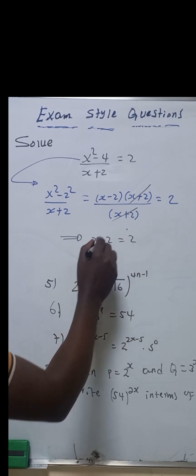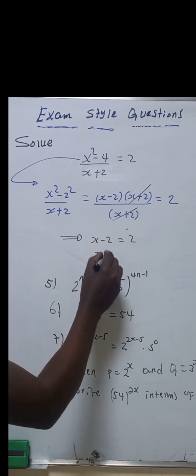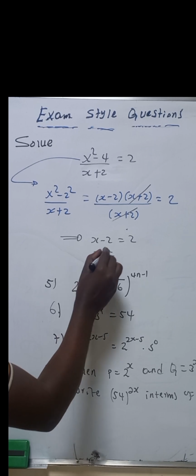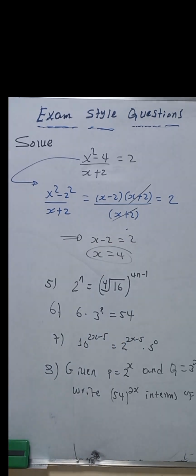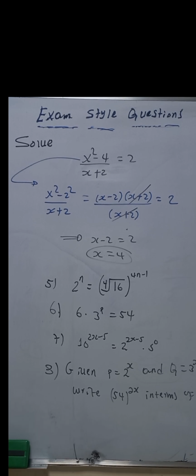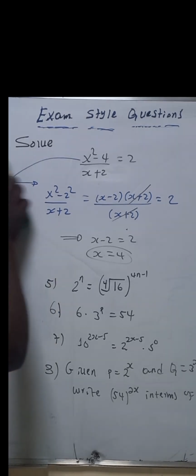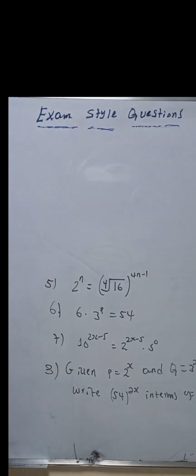and this implies x minus 2 is 2. Then move 2 to the right, so x will be what? x will be 2 plus 2, which is 4. This is how we solve this problem. This is the value for x. Let's continue. Let's extend to the next problem.